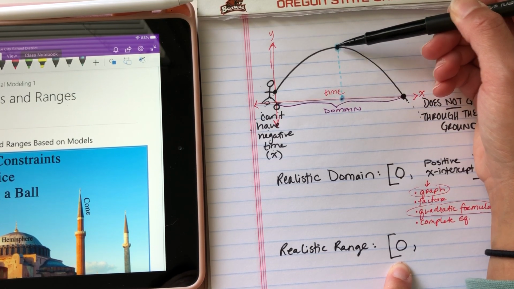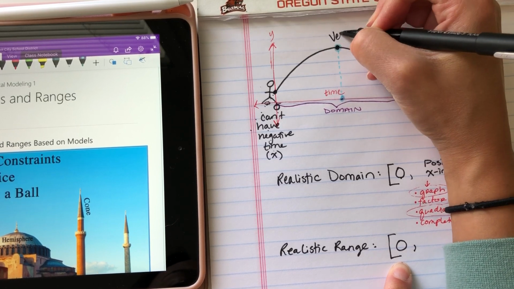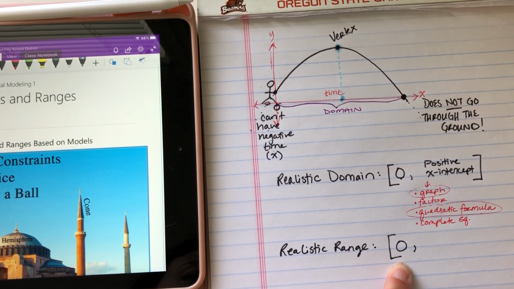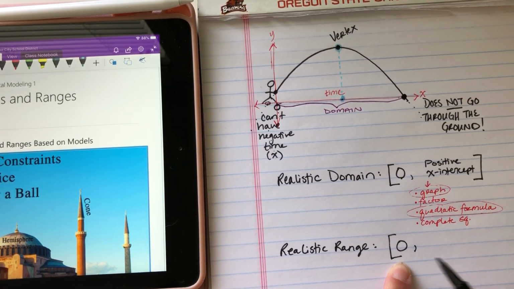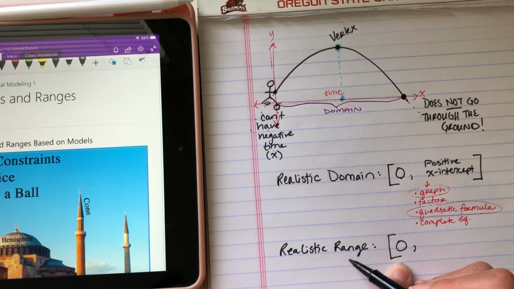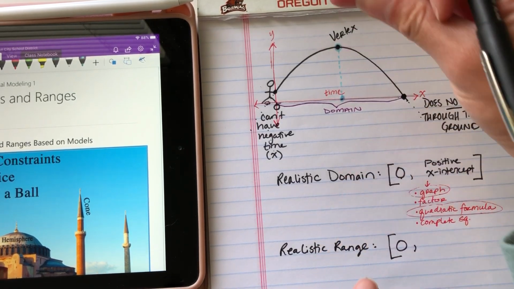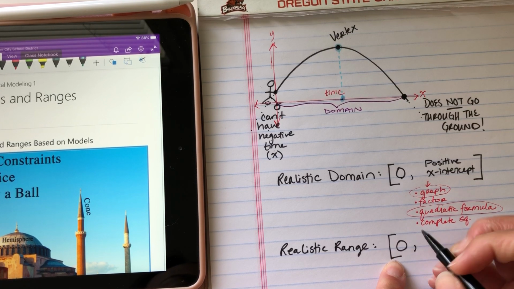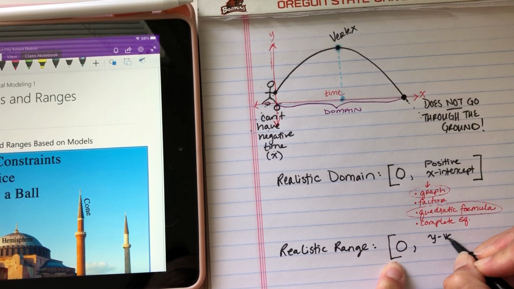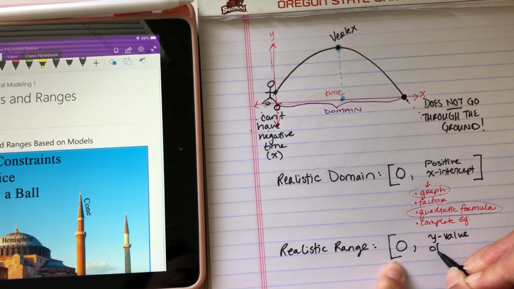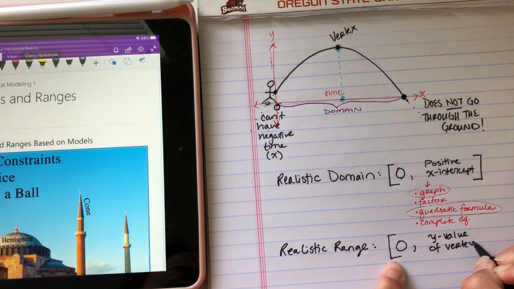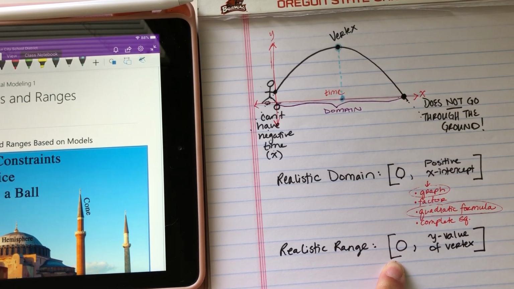Remember, this is your vertex. Okay, your vertex, I also call it the nipple. And range, these are your y values. So it's going to be from 0 to the y value of the vertex. And that's going to be your realistic range.